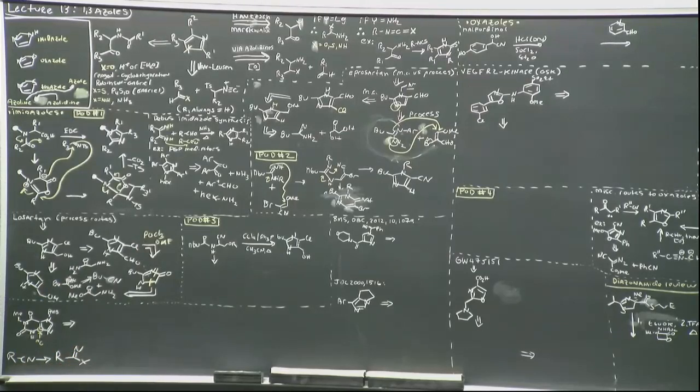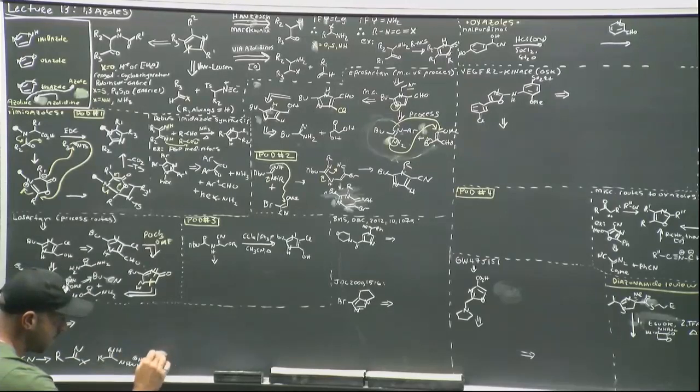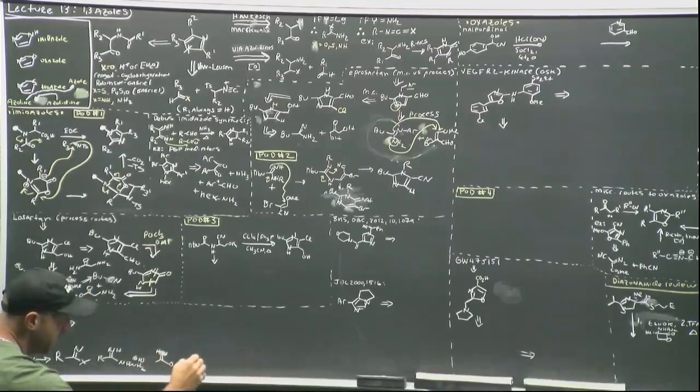So if you treat with dry HCl, you get out the chloro. If you treat it with hydrazine, you get out that. If you treat it with hydroxylamine, you get that. If you treat it with methanol, you get the imino ether. And if you treat the imino ether with H2S, it'll give you that.